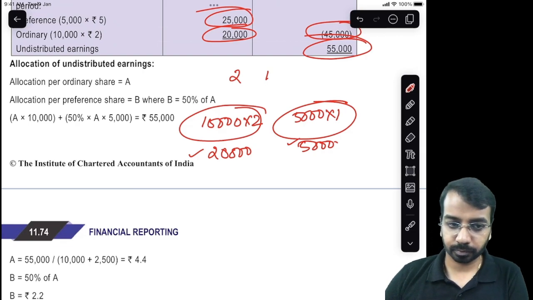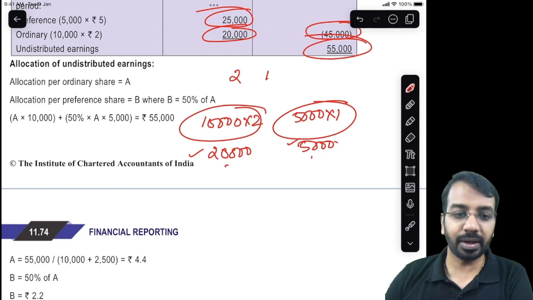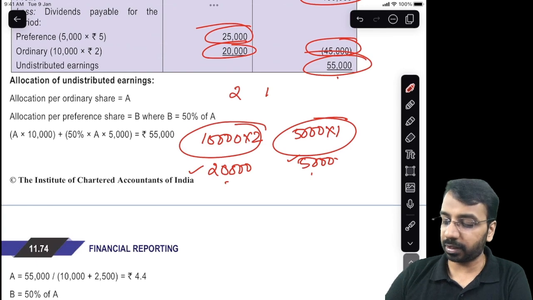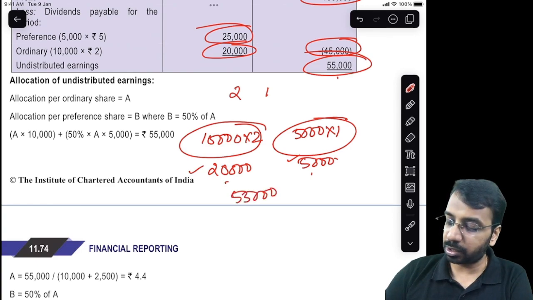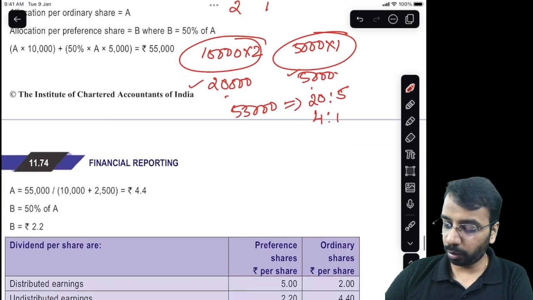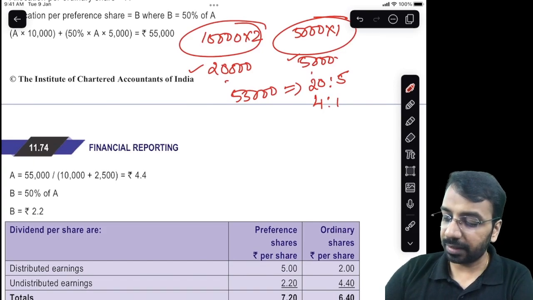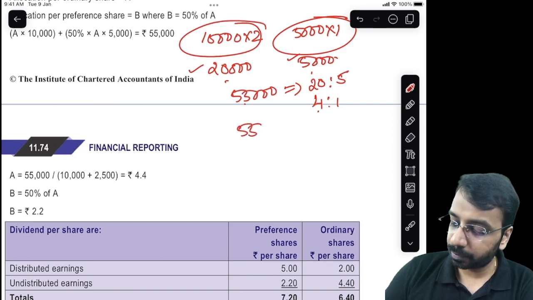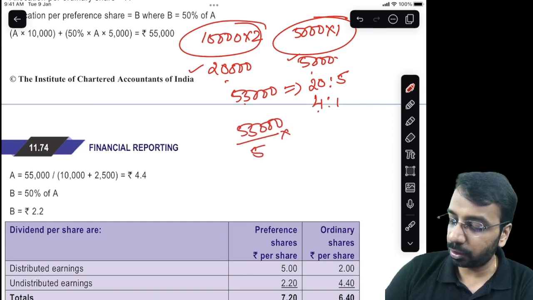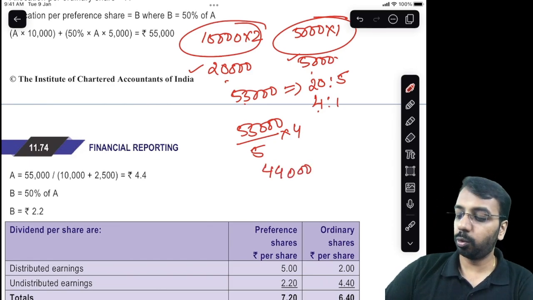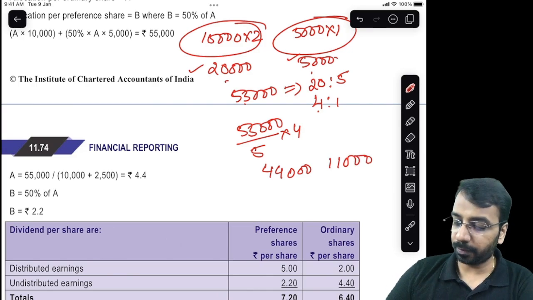So now, if 20,000 and 5,000 is there in that ratio, and I have to distribute 55,000, this 55,000 has to be distributed in the ratio of 20:5 or 4:1. Now, if I distribute in the ratio 4:1, then 55,000 divided by 5 into 4, so 44,000 will go to equity and 11,000 will go to preference.